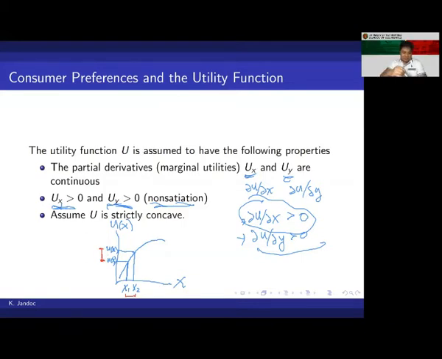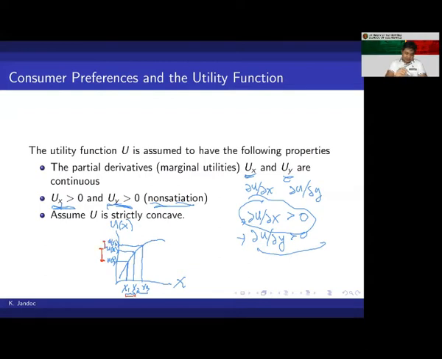Now suppose you increase by the same amount to x3. So the jump from x1 to x2 is the same as the jump from x2 to x3. Say this is 1 unit. x1 to x2 is 1 unit, x2 to x3 is 1 unit. And then the associated utility at x3 is u of x3. Now what do you notice? You notice that the jump between u of x2 and u of x3 is now this high.